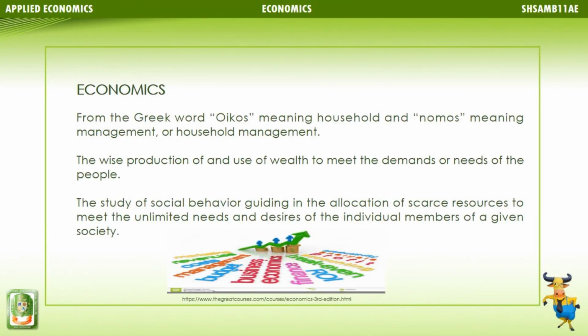What is economics? We all know that economics came from the Greek word oikos, meaning household, and nomos, meaning management, or household management. Another meaning of economics is the wise production and use of wealth to meet the demands or needs of the people. Another is the study of social behavior, guiding in the allocation of scarce resources to meet the unlimited needs and desires of the individual members of a given society.